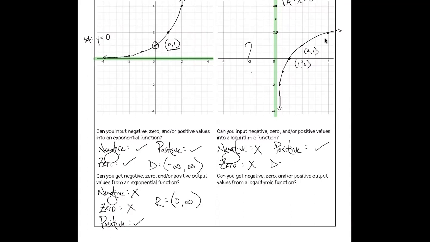So how can we write our domain for logs? Yeah, exactly, Richard. We're going from 0 to positive infinity. And we know that because we asked ourselves these questions, okay? Now let's think about what we can get out of it. Can negative numbers come out of this?